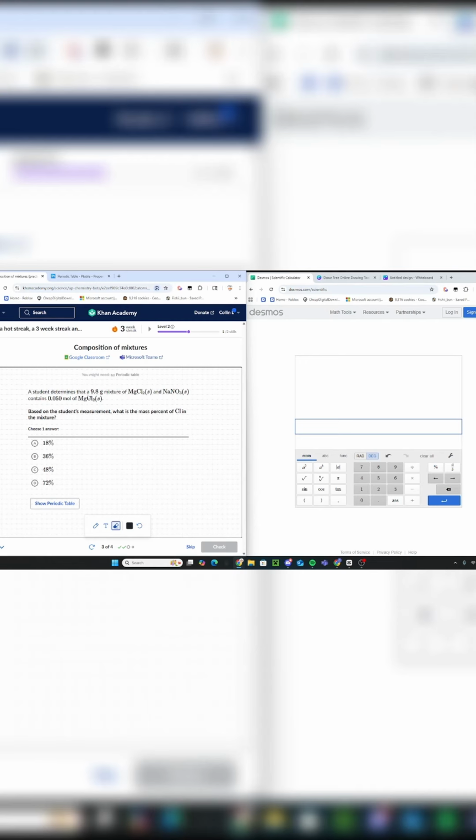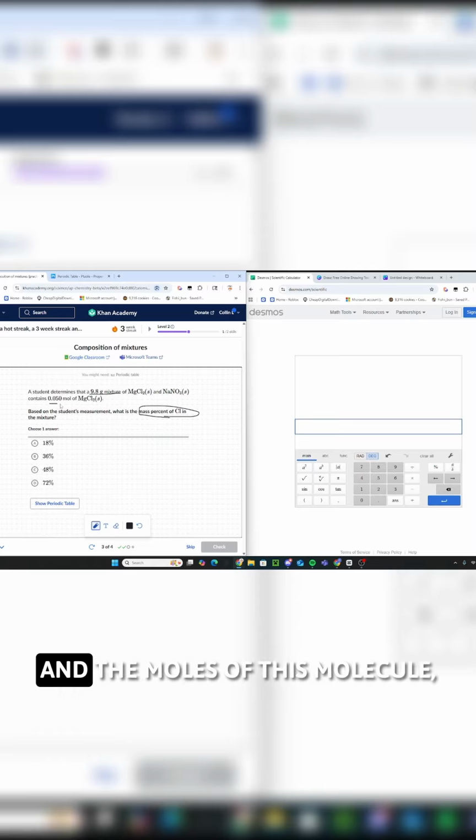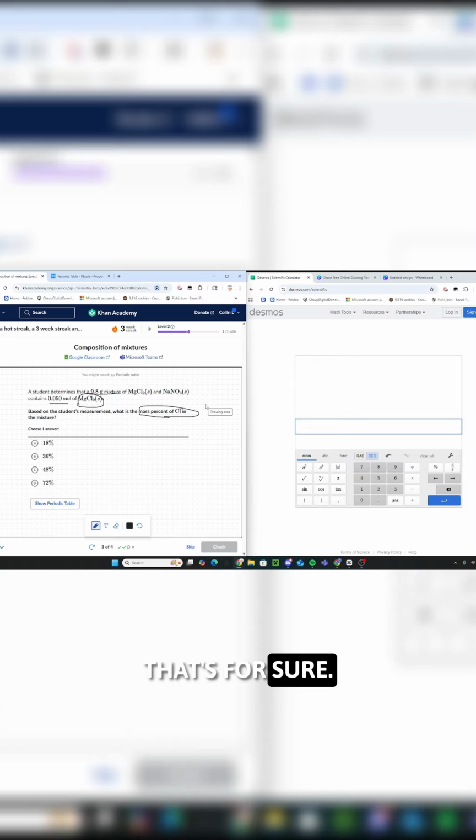Let's do a problem. Okay, for this problem, we need to find the mass percent of chlorine, right? And it gives us the total mass of the mixture and the moles of this molecule that's in the mixture. So what we need to do is find grams of Cl divided by grams of the total mixture, which is 9.8.